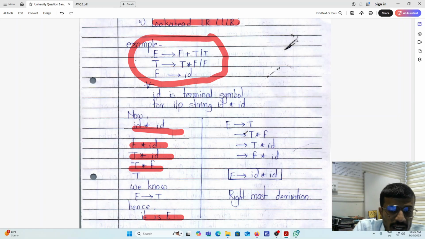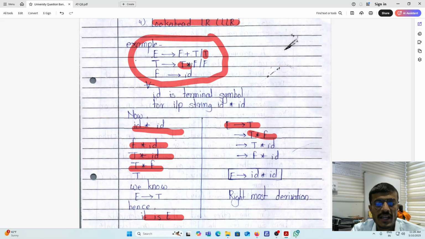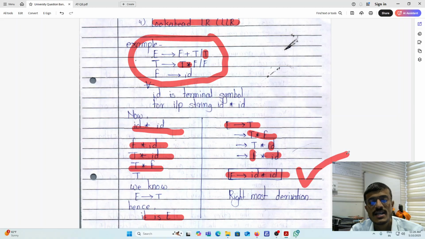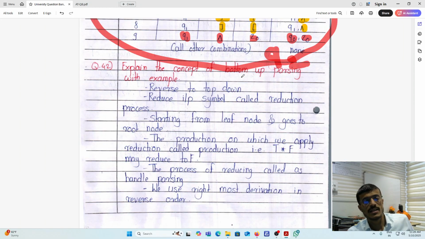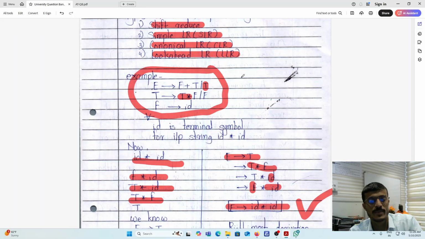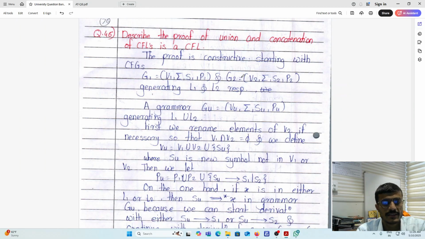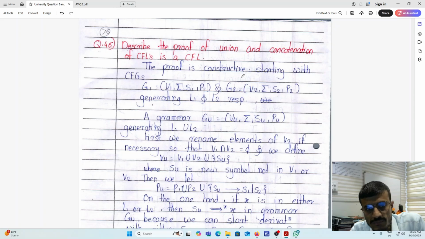Then on the right hand side, E tends to T is given. So this T is replaced by T star F. E tends to T, T star F. Then this F is replaced by ID. Then this T is replaced by F. And again F is replaced by ID. So we got here F tends to ID. So that is the rightmost derivation. Very simple. Just do practice one time, you will get the idea. That is the bottom-up parsing.